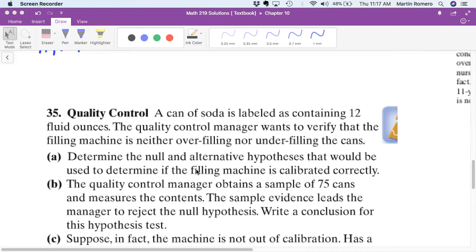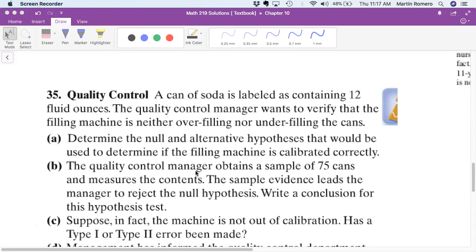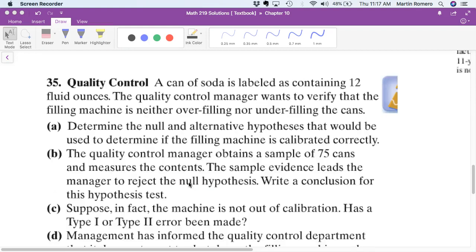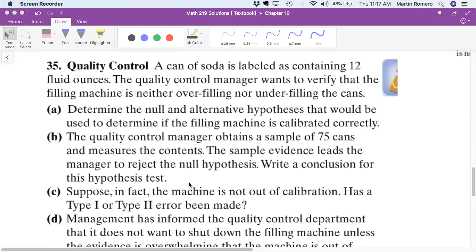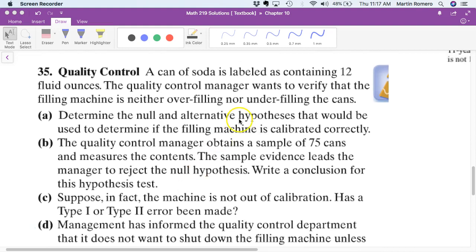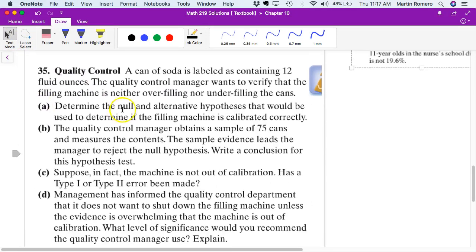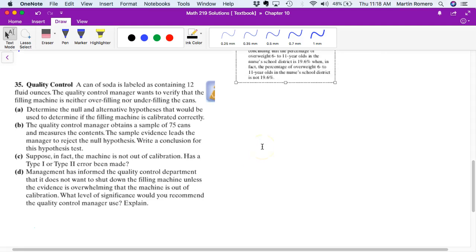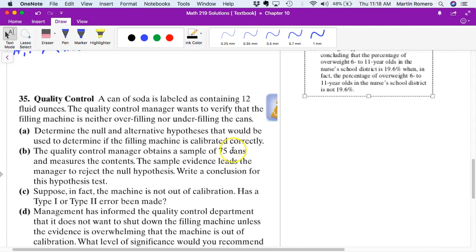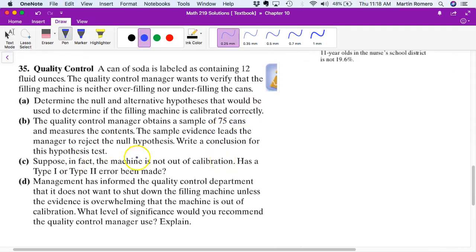Let's go ahead, and again, in the next lessons, we actually run the tests. We're just setting them up right now. So on the next one, 35, a can of soda is labeled as containing 12 fluid ounces. The quality control manager wants to verify that the filling machine is neither overfilling nor underfilling. Determine the null hypothesis that would be used to determine if the filling machine is calibrated correctly.